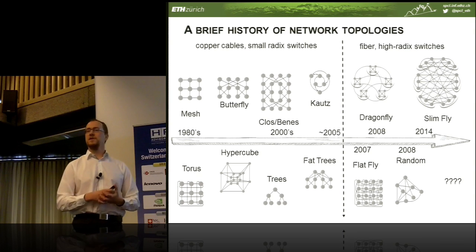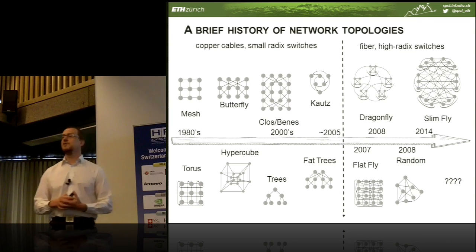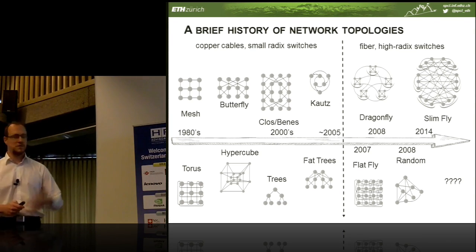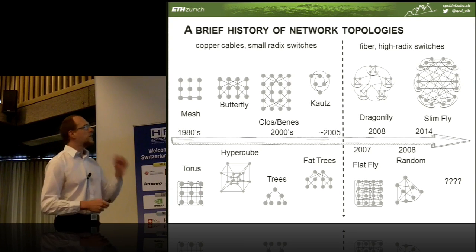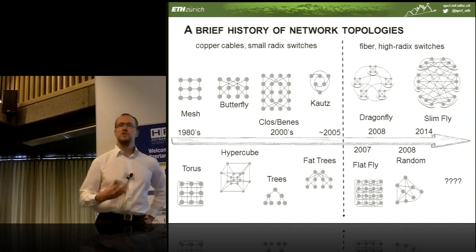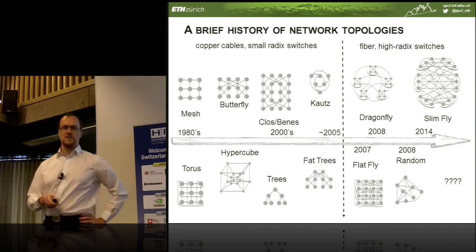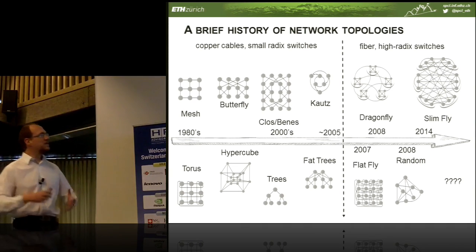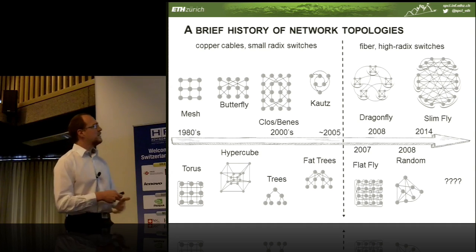So this is also something that just got much cheaper, and you can actually deploy fiber optic in the data center without paying through your nose for it. So what happened based on this? Based on this, people came up with new topologies, so-called low diameter topologies. This is something that's kind of the new trend in topology design. There are multiple of these.